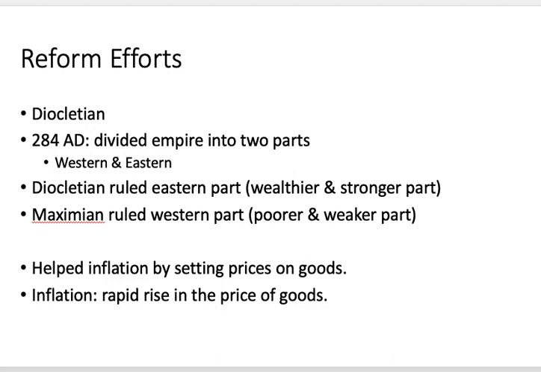But conveniently enough, Diocletian takes the wealthier and stronger part of the empire, which is the eastern part, and he gives the western part to another ruler. And so something he tried to do was try to help inflation, right, which is the rapid rise in the price of goods. So when the price of something like bread increases, but wages don't, right, and so it becomes more expensive to buy the bread. So he tries to stop and prevent that from happening.